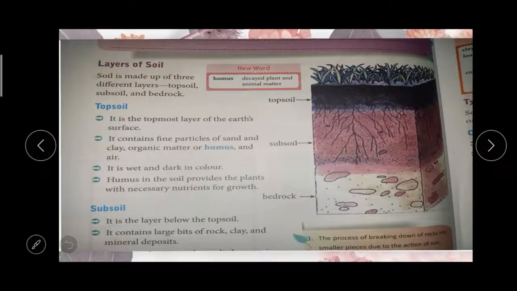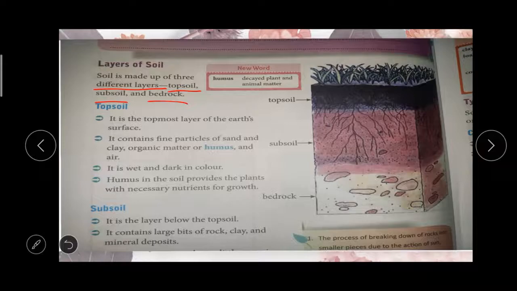Then the next one is layers of soil. There are many layers of soil, so we are going to learn about that. Soil is made up of three different layers. How many layers? Three different layers: topsoil, subsoil and bedrock. So what are the three layers of the soil? Topsoil, subsoil and bedrock.